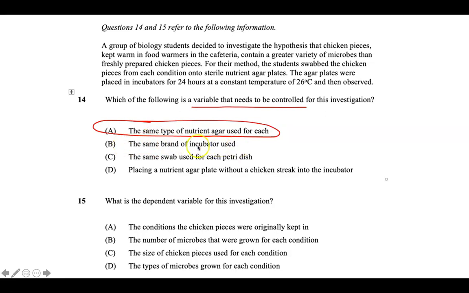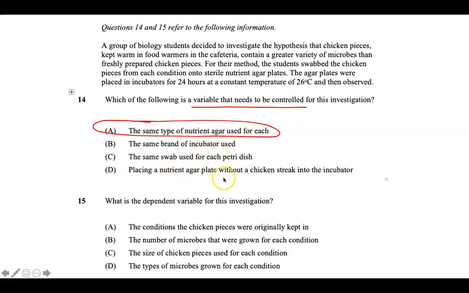The same brand of incubator used. It doesn't really matter what incubator brand you use, as long as you're able to keep those temperatures at the same constant level. It could be a blue incubator, it could be a red incubator. They're not things that are likely to affect the outcome of the experiment. So that's not a variable that needs to be controlled. The same swab used for each Petri dish. Now, the idea here is we're taking swabs from different sources. That's actually a variable or part of our independent variable. So using the same swab is not a controlled variable we want to have for this particular experiment.